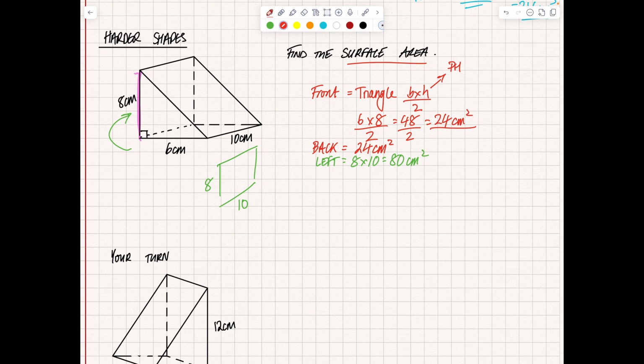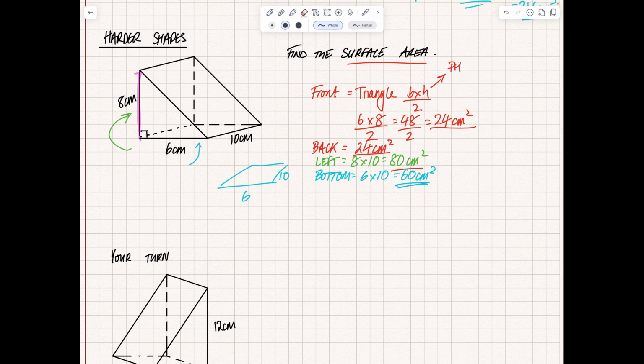So I've got my 24 for my front, 24 for my back, 80 for the left. I now need to do my bottom. So the bottom part is under here. So it goes across like that, 6 and 10. So bottom, which is 6 times 10, which is 60 centimetres squared.